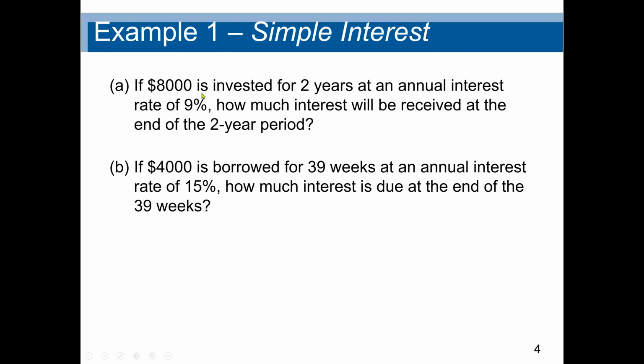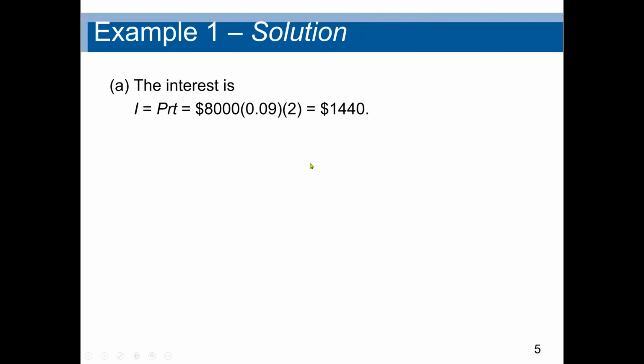So the interest here will be the principal times the rate times the time, which will be 8,000 times, since the time is in years already, we don't need to change it, so it will be 8,000 times 2. Then we change the 9% to 0.09. And the answer will be the interest we get at the end of 2 years. So let's see the calculation here.